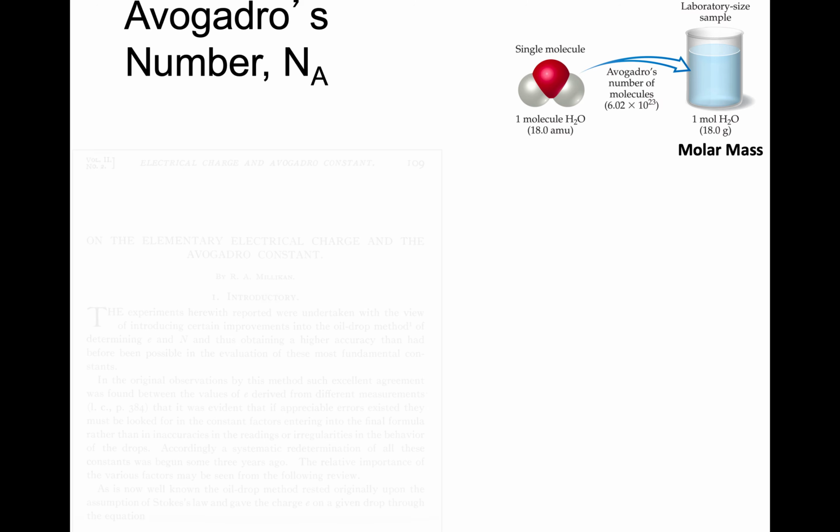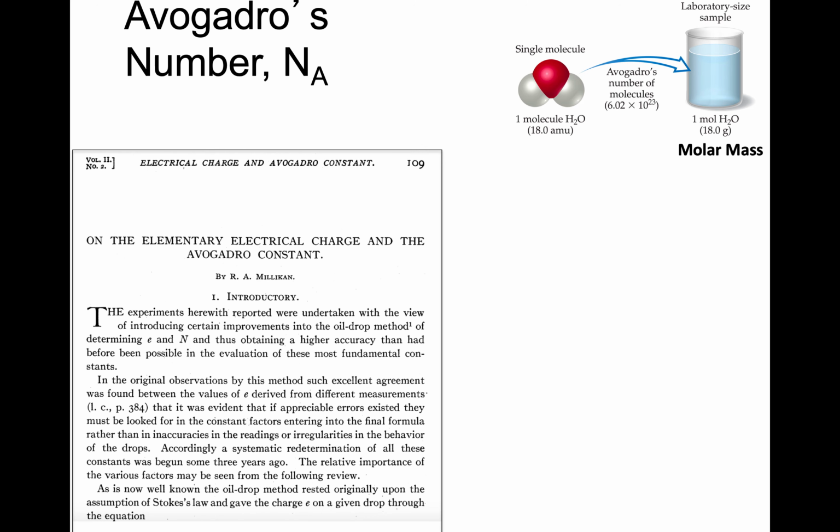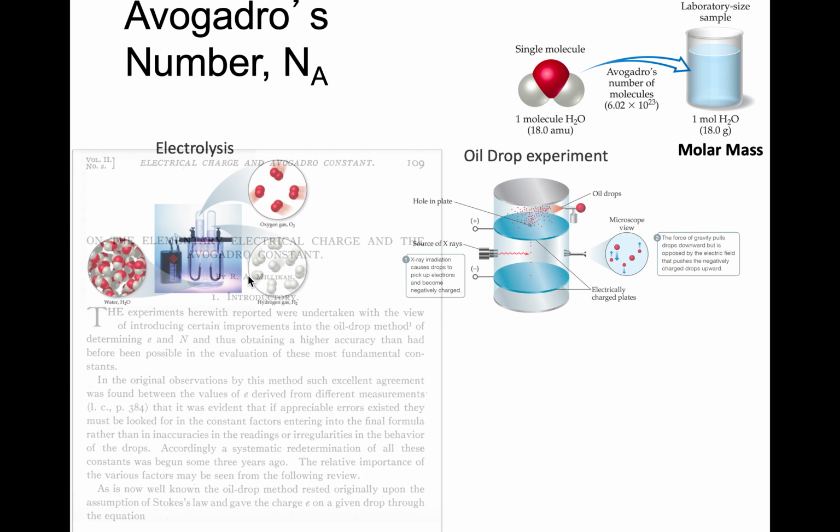Did they measure it? Here's an influential paper on the subject, on the elementary electrical charge and Avogadro's constant. This is the actual article from the scientist, someone we've heard before, Millikan. Is this the same Millikan with the oil drop experiment? It is. Notice he goes on to talk about the oil drop method. What does the oil drop method have to do with Avogadro's number?